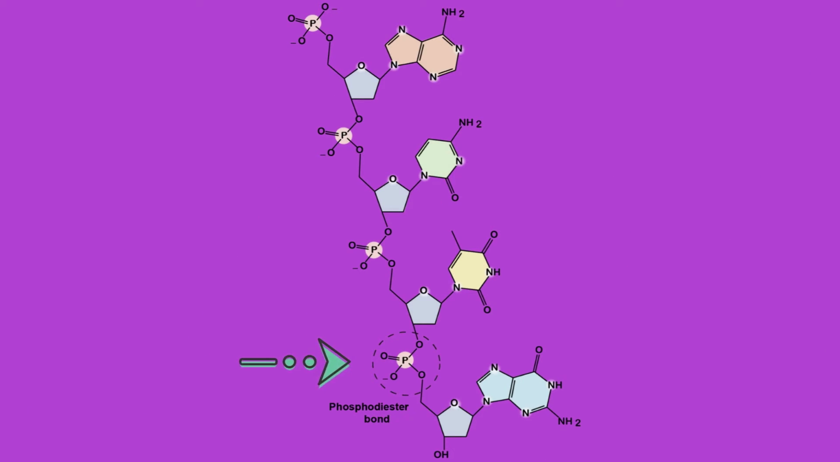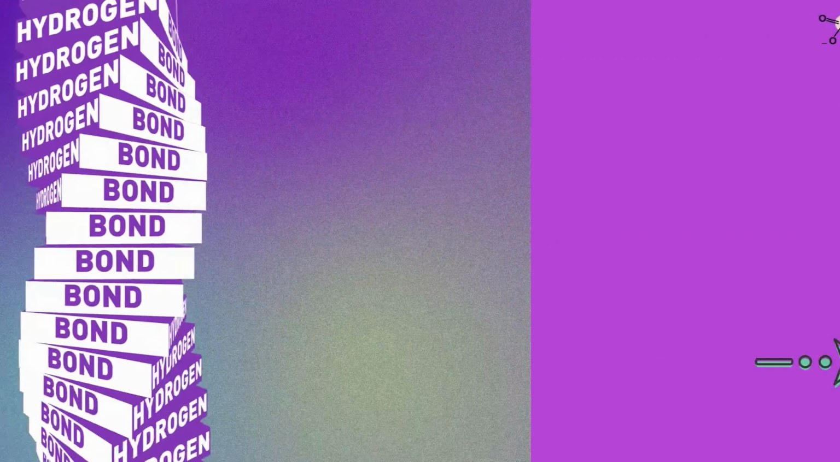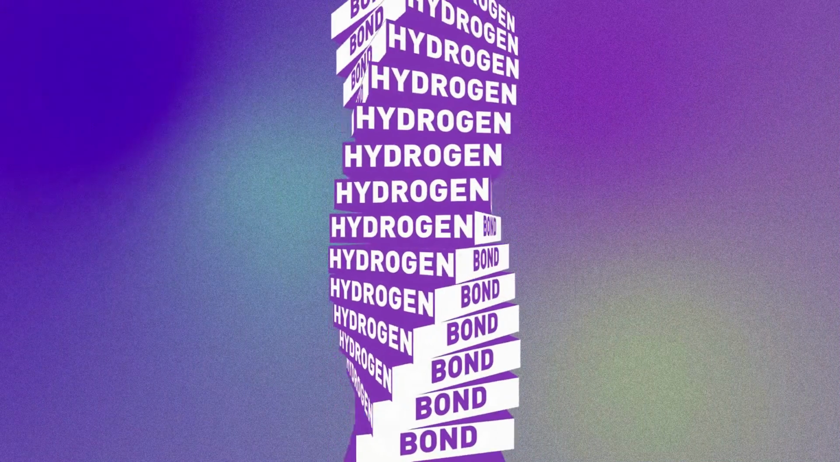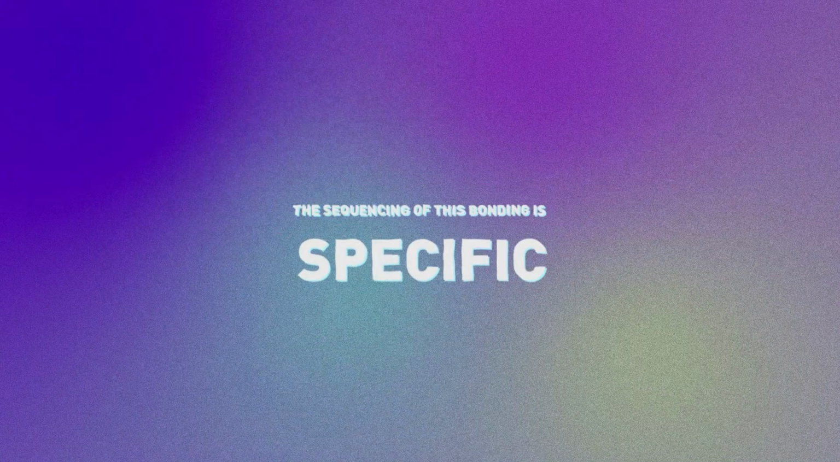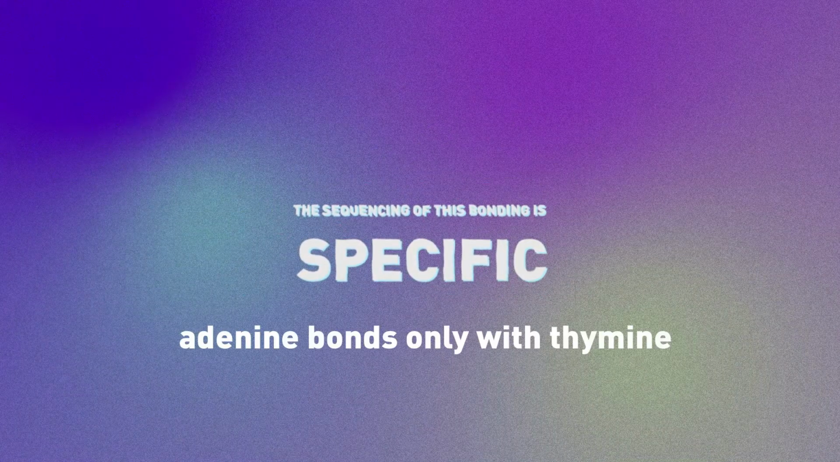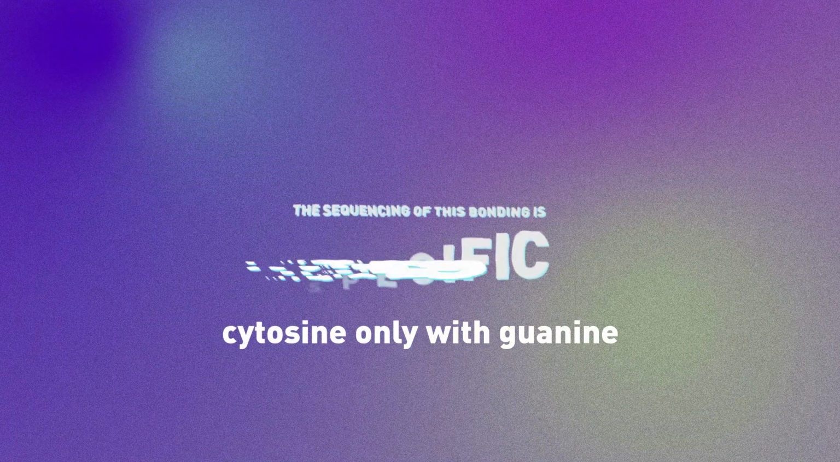The nucleotides are joined together by covalent bonds between the phosphate of one nucleotide and the sugar of the next, forming a phosphate-sugar backbone from which the nitrogenous bases protrude. One strand is held to another by hydrogen bonds between the bases. The sequencing of this bonding is specific. For example, adenine bonds only with thymine and cytosine only with guanine.